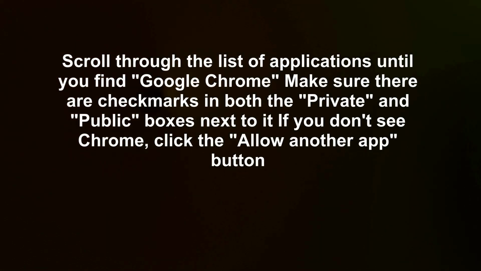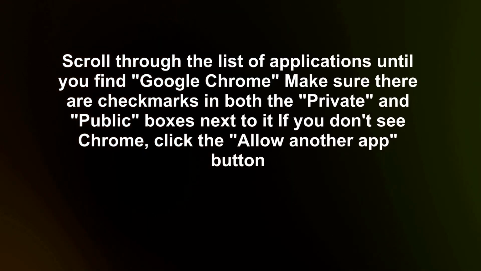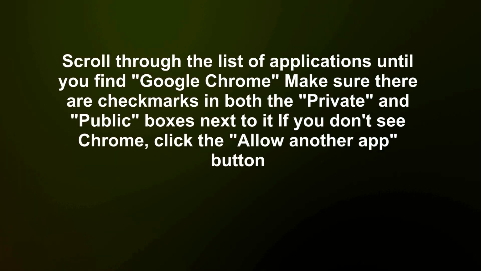Scroll through the list of applications until you find Google Chrome. Make sure there are check marks in both the private and public boxes next to it. If you don't see Chrome, click the Allow Another App button.